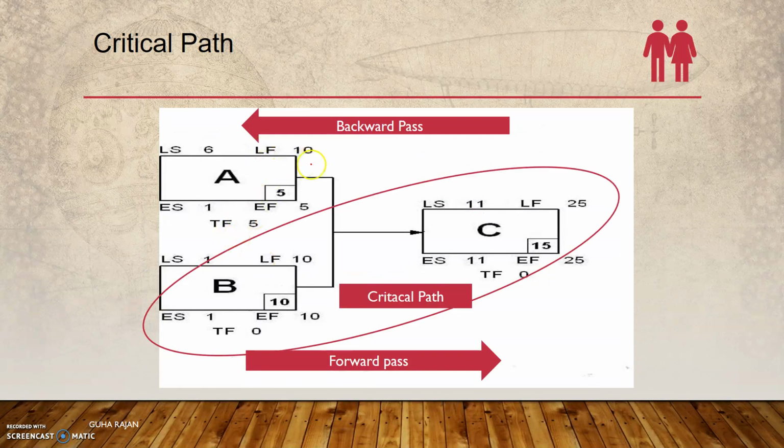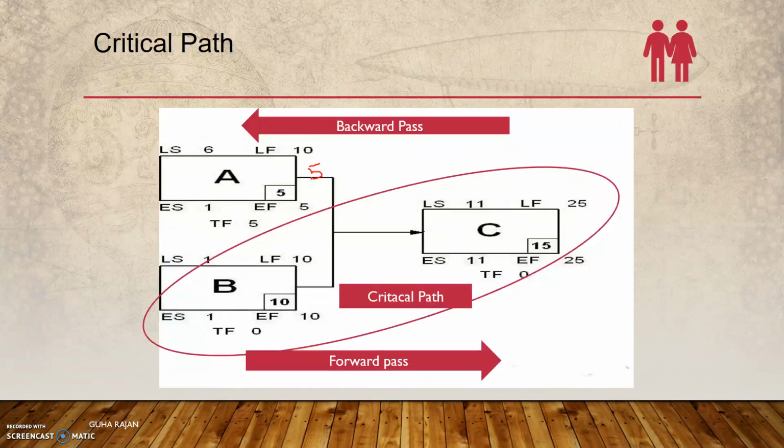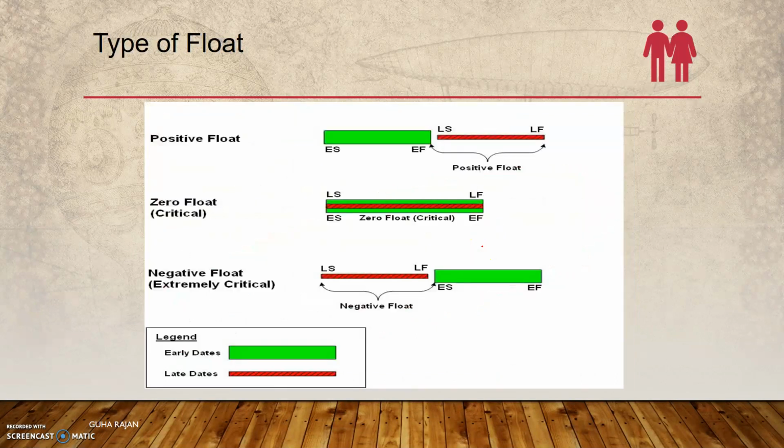As far as A is concerned, there's a positive float of 5 days, and 0 float as far as the critical path is concerned. There is absolutely no float, so 0 float.